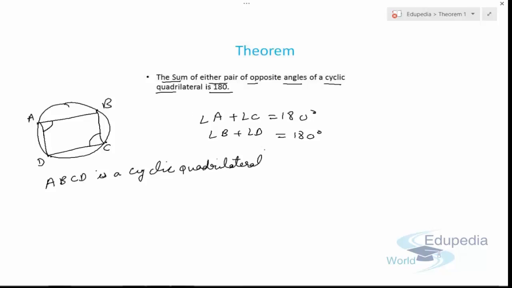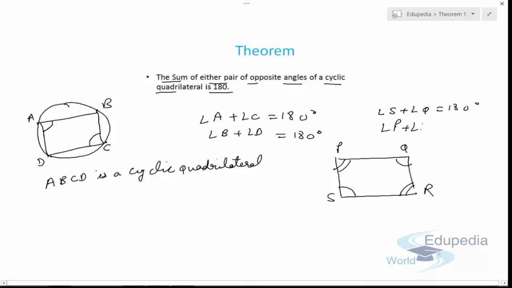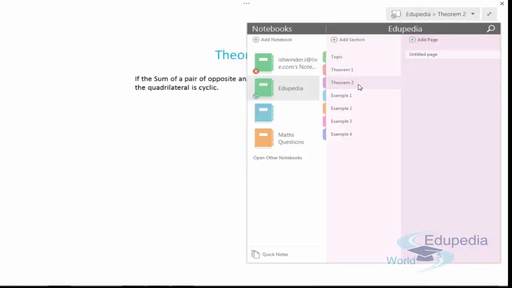Means if we discuss any other quadrilateral like this, let's say we have P, Q, R, S. Now if the sum of opposite pair of angles is 180 degrees, then it's a cyclic quadrilateral. If angle S plus angle Q is 180 degrees and angle P plus angle R is 180 degrees, then it's a cyclic quadrilateral. So this is all about theorem number 1. Now let's discuss the next theorem, theorem number 2.